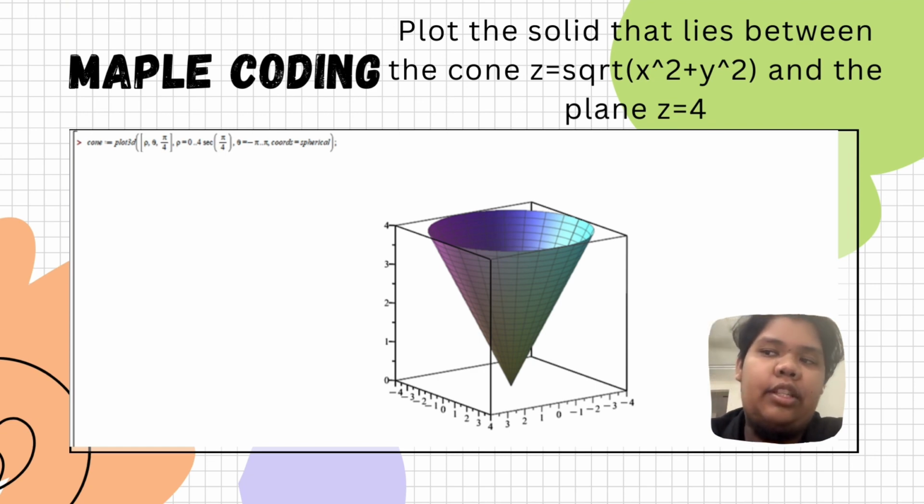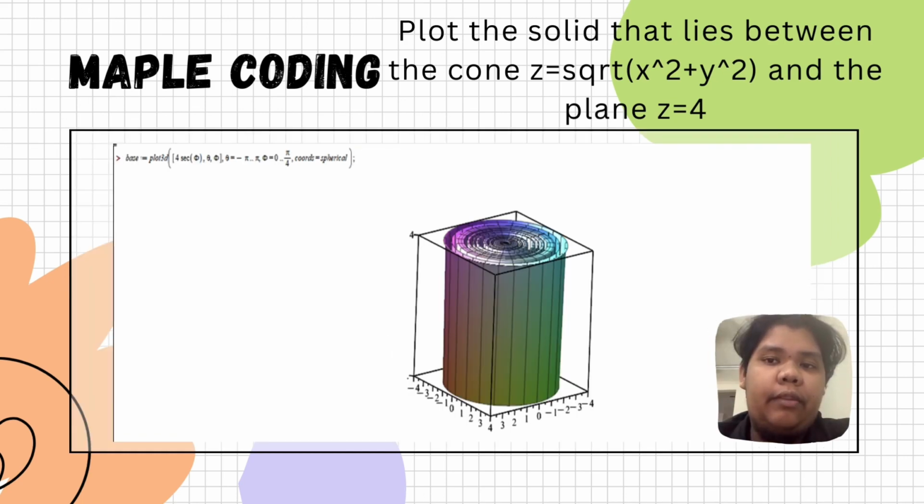Alright, continue, and we continue to find the base, and we use the command plot 3D and 4 sec phi, theta, phi, where the range for the limit for theta is negative pi to pi. The limit for phi is 0 to pi over 4, and coords equals spherical. From this command, we get the base that looks like a cylinder.